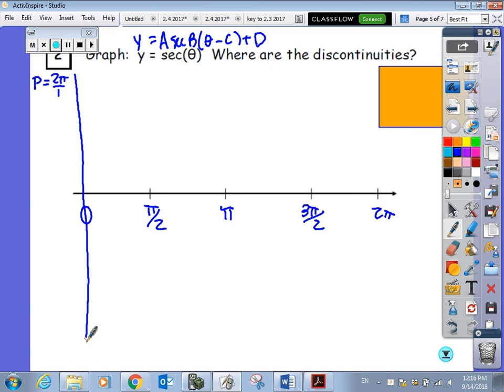And where are the discontinuities? So we have to think now where on my unit circle is x equal to 0? At pi over 2 and 3 pi over 2.